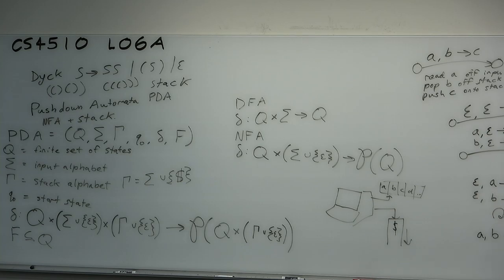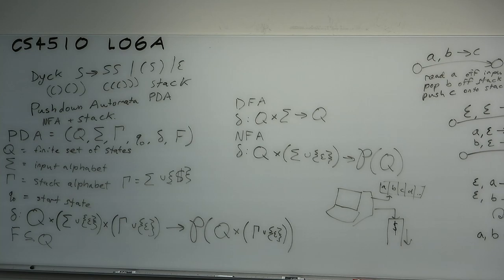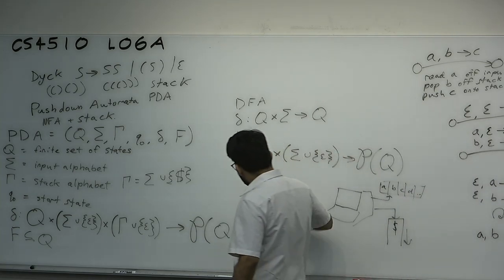So in this first half, we're just going to talk about a million examples, and then in the second half, we'll talk about the relationship between PDAs and the rest of the things we've seen. So just some more examples to go through.